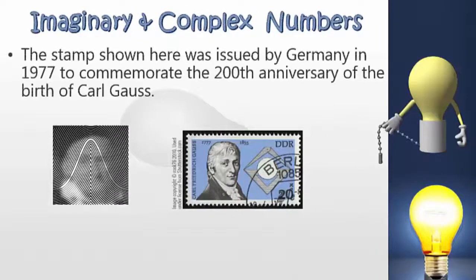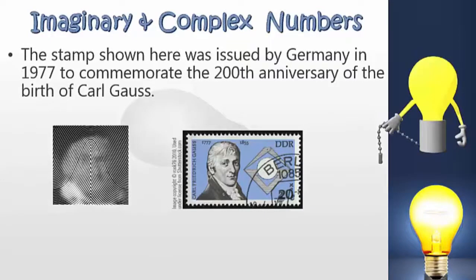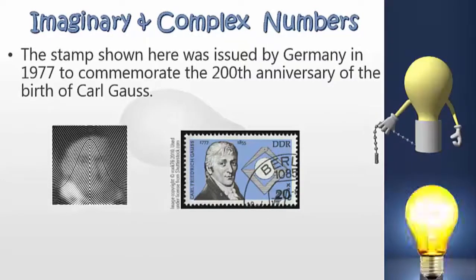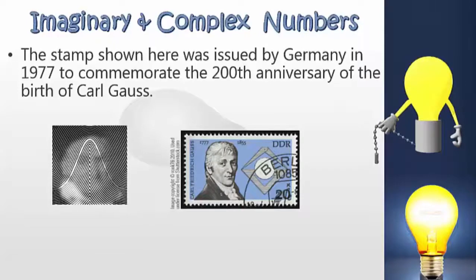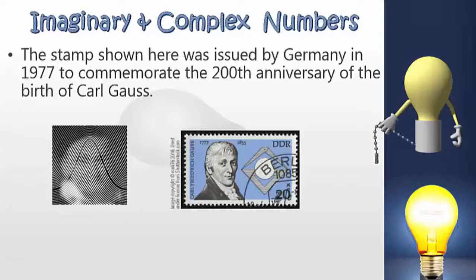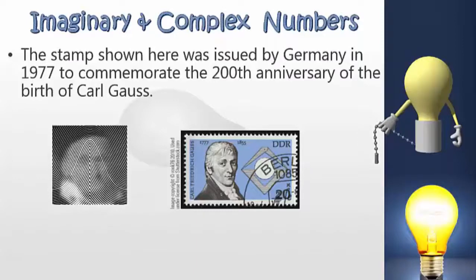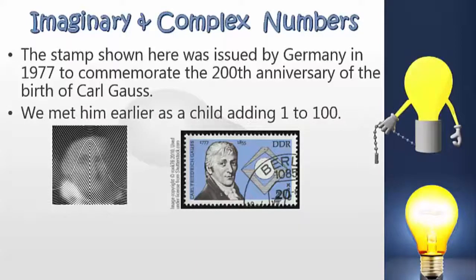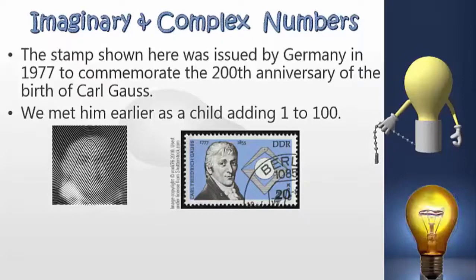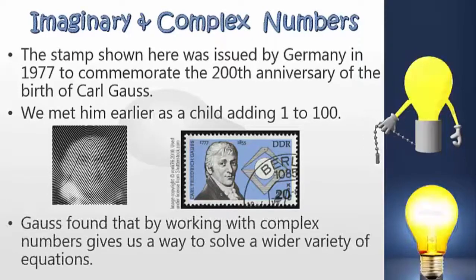Well, as you can see on these stamps, this shows Carl Gauss. And remember Gauss, we learned about his numbers before. He was one of the people who worked a lot with what we're going to learn about, which is imaginary and ultimately complex numbers. So remember, we met him earlier as a child adding 1 to 100.